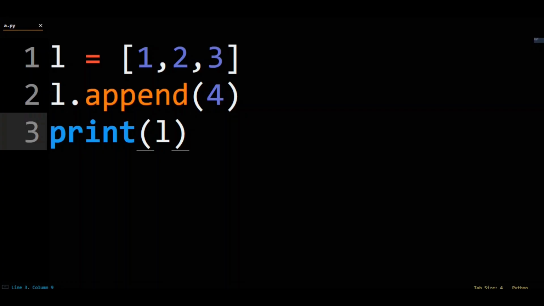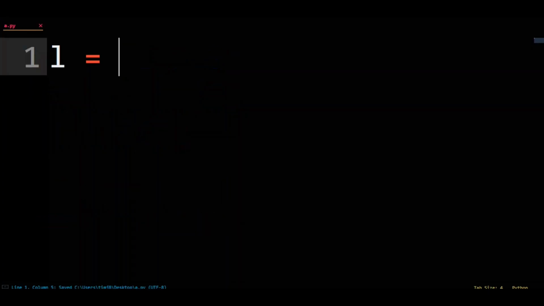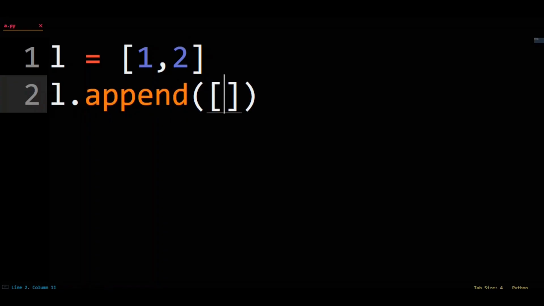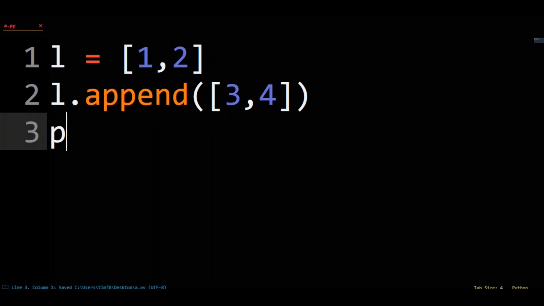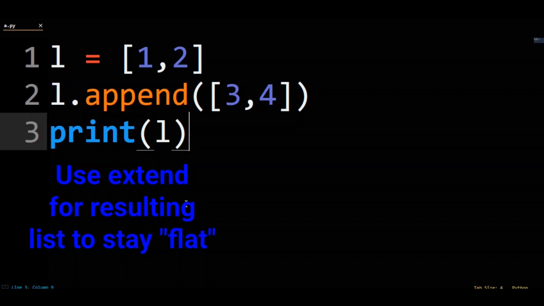Let's do one last example to answer, can you append a list to another list in Python? L equals a list with 1 and 2. L.append a list with 3 and 4. Print L. If we run this code, you'll see we appended the list, but the list is now not flat as we literally just added the whole list in as a single element. Use the list extend method if you want to combine two lists and want the resulting list to stay the same dimension of the lists you're adding together.